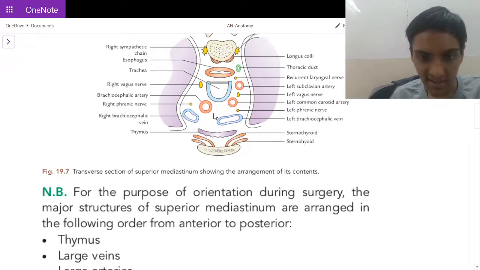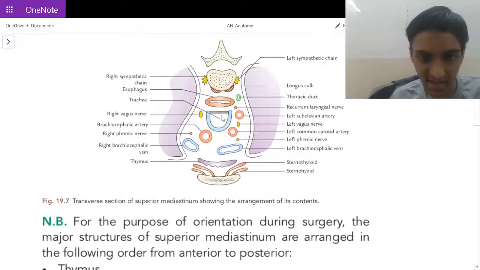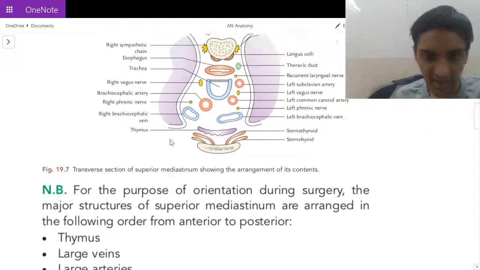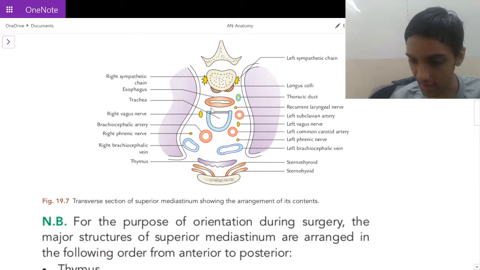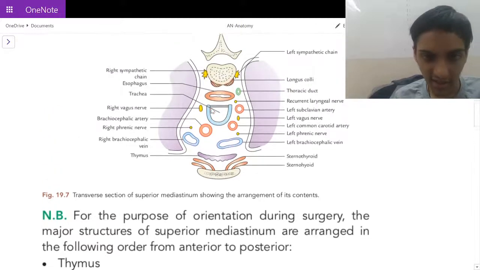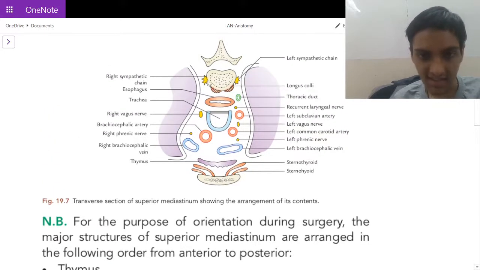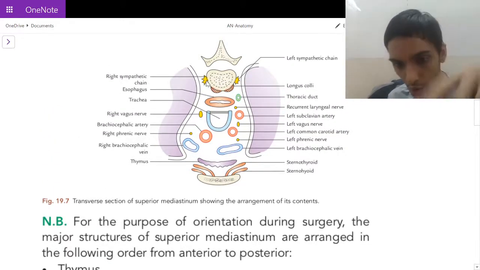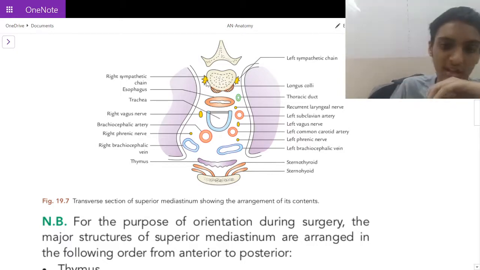Thymus, the veins are present. Then the arteries, here the subclavian, common carotid, brachiocephalic. Then the trachea, this is the trachea. Then after that the esophagus and the sympathetic chain. So we have to go from anterior to posterior. What I told you before was posterior to anterior.